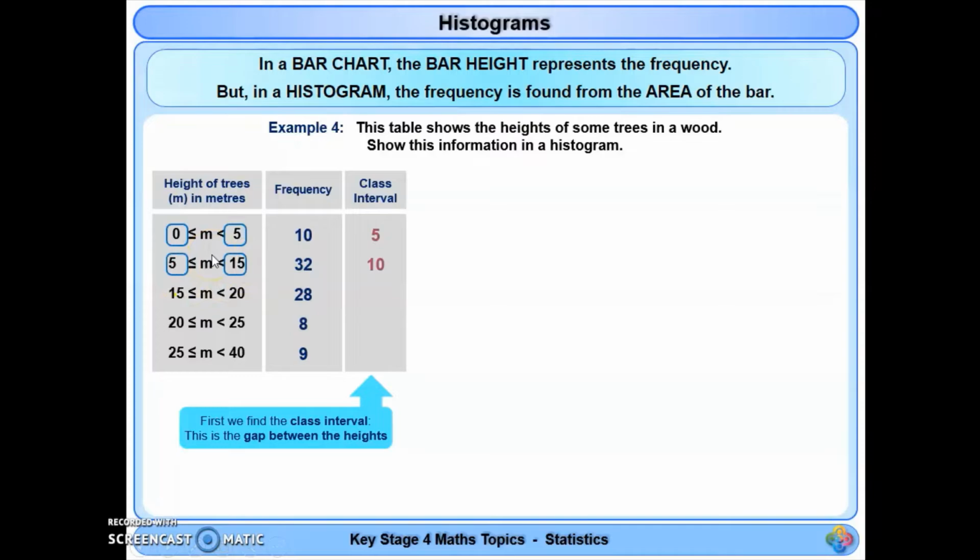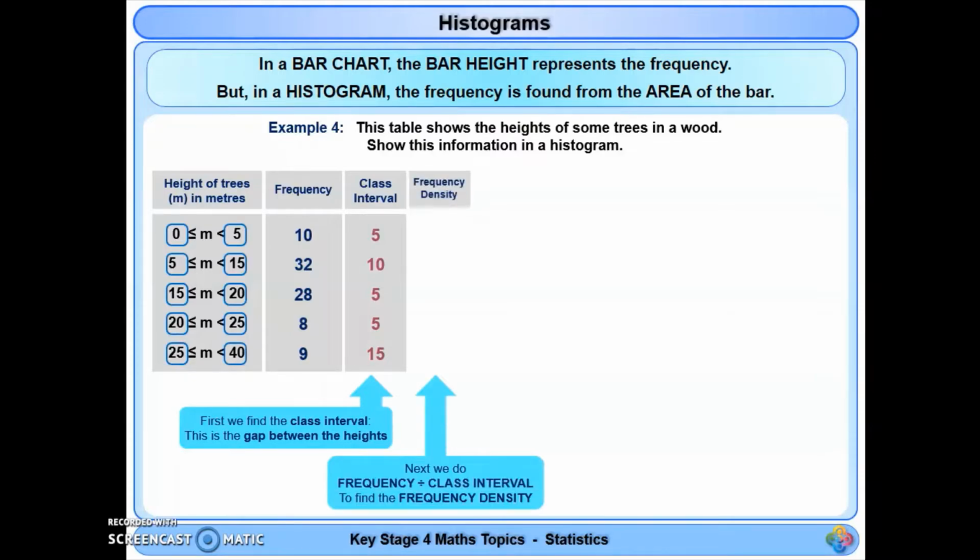So the class interval for the first group would be 5 minus 0, and the class interval for the second group would be 10, 15 minus 5. We work out the class interval for each group. Okay, in a typical exam question, that would be our first mark.